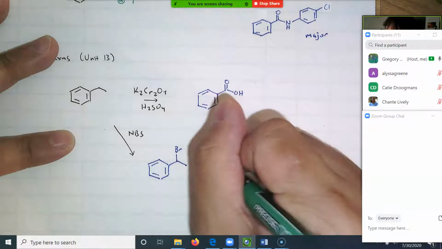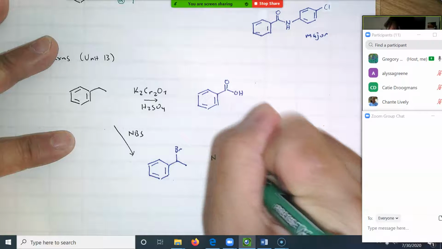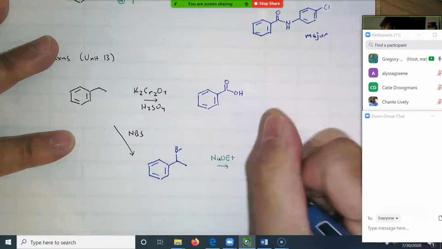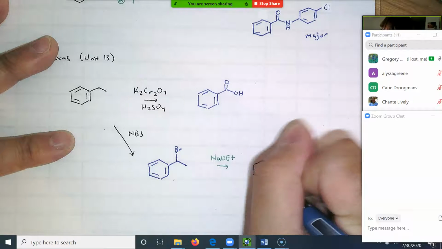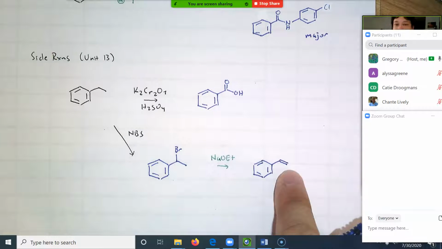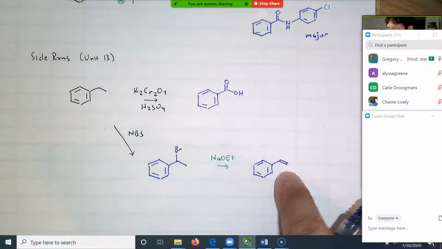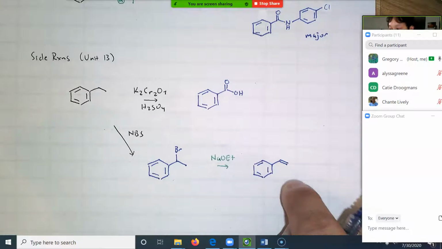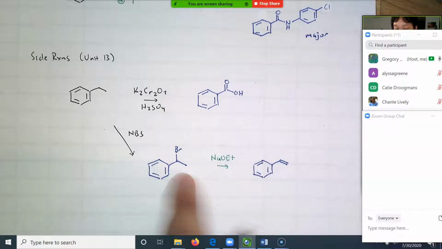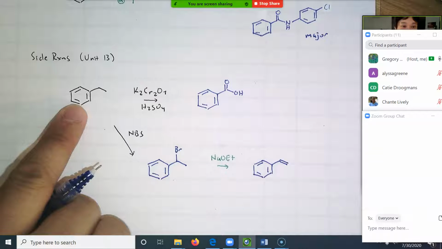we could do elimination, NaOEt. What does that do for us? That gives us a very useful alkene. And you have all your alkene reactions. I don't want you to worry too much about restudying alkene reactions. But since we went over this in class, it would be nice to know that, oh, I could get to the double bond from ethylbenzene.